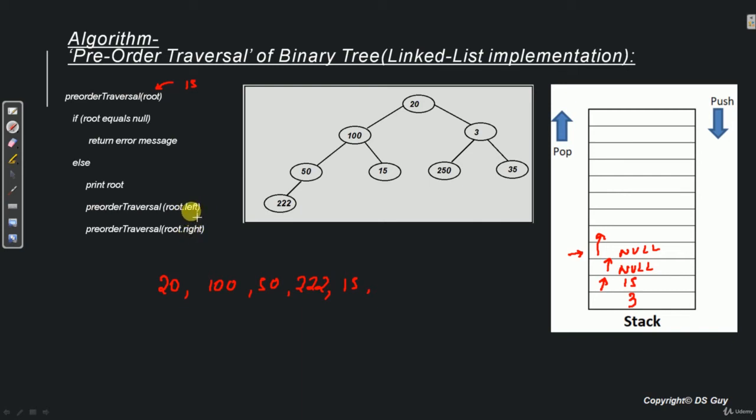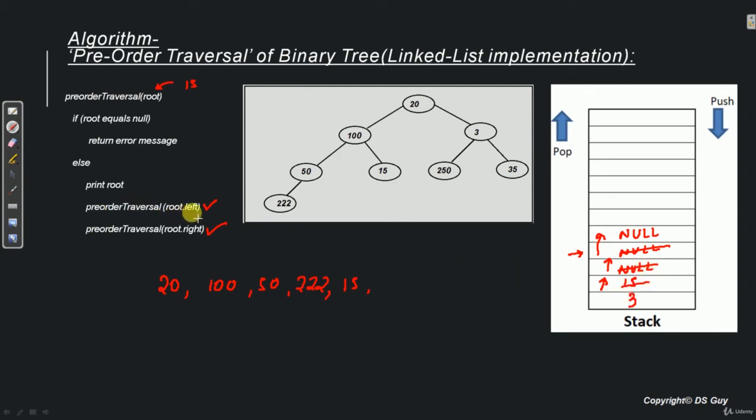Now root.left is null and root.right is also null. So before executing this, it will push this null value into this stack. So the stack is having null right now. So this null is gone, this null is gone, this 15 is gone.